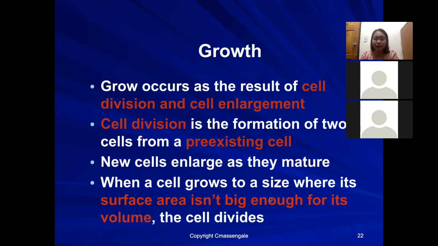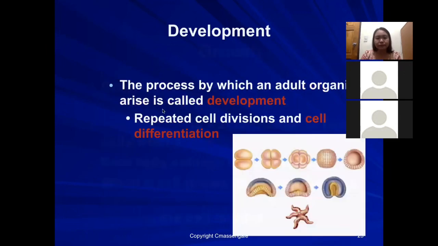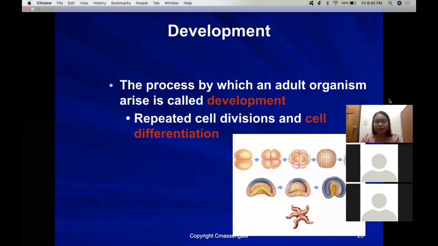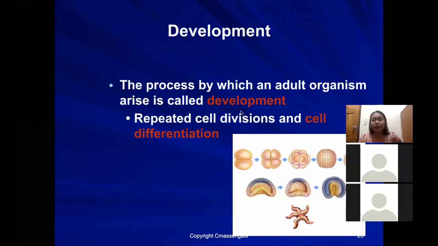So when I ask you how growth occurs, this should be your answer. So how is development done? This is a process wherein an adult organism arises, or forms into a new type of individual or organism. So we call it development.